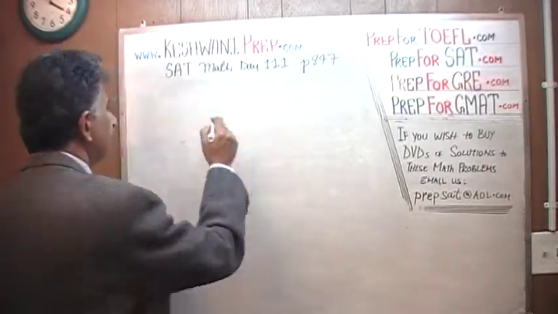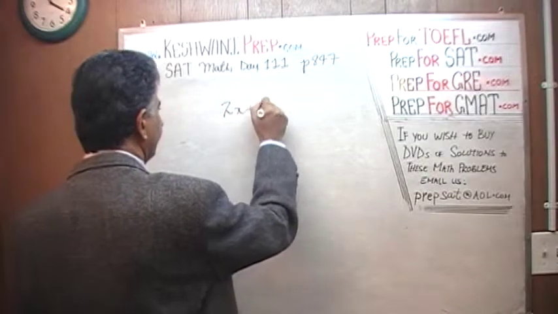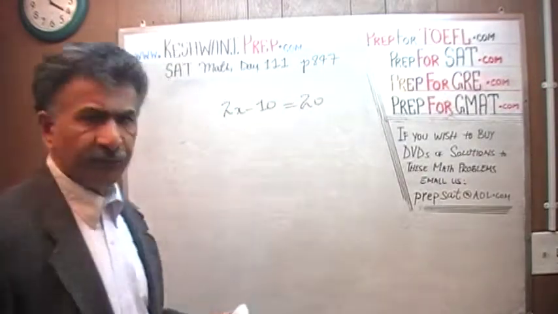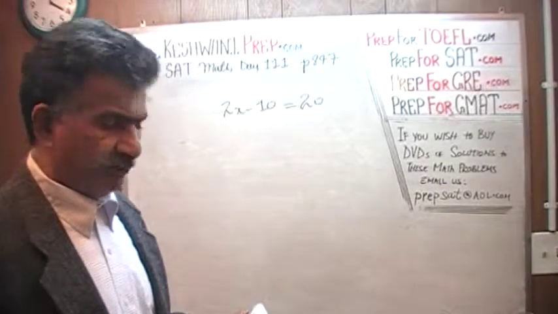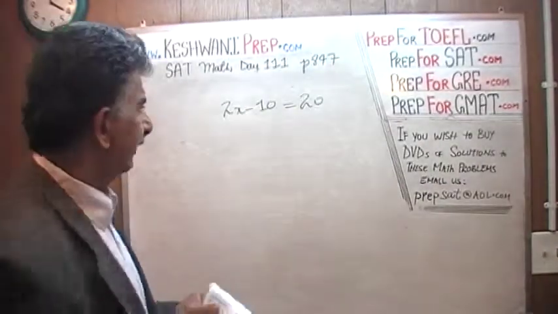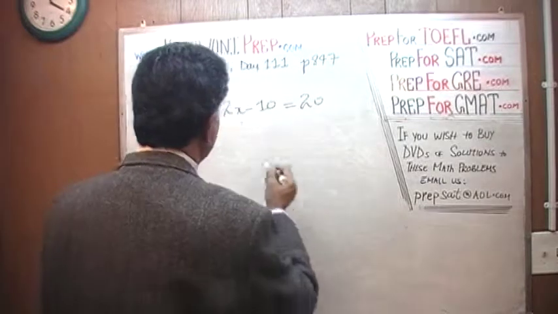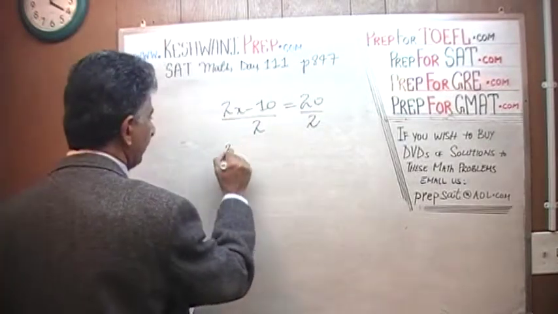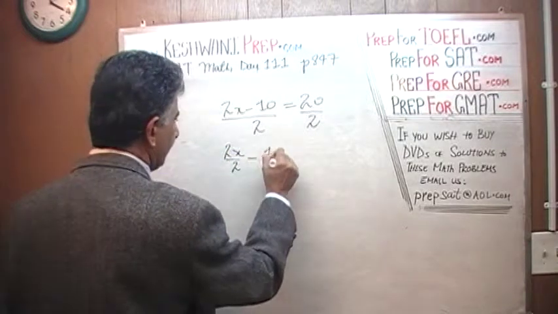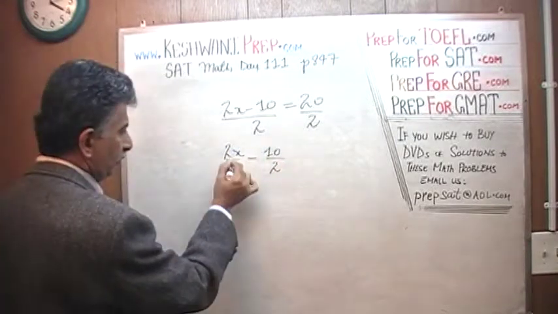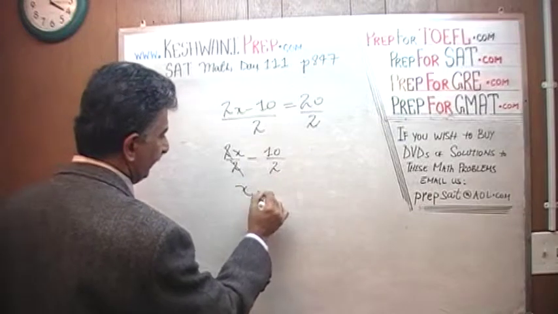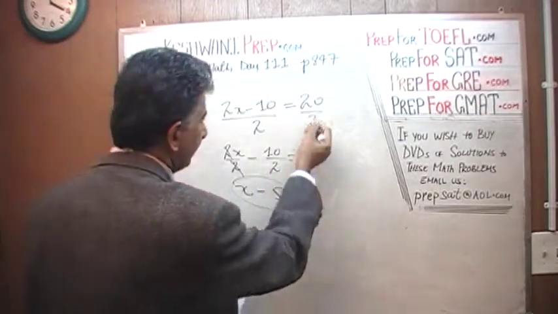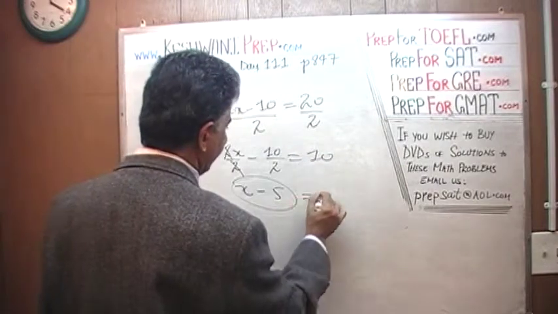2x minus 10 equals 20. And the question is, how much is x minus 5? Since they are giving us the value of 2x minus 10, we should realize that x minus 5, if we were to divide this side by 2 and this side by 2, we will end up with 2x over 2 minus 10 over 2. 2x over 2, of course, is x, and 10 over 2 is 5. So they're telling us what x minus 5 is. So if you divide 20 by 2, we get 10. So x minus 5 is 10.